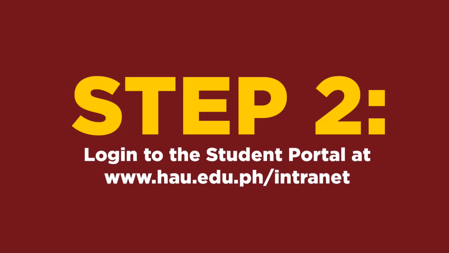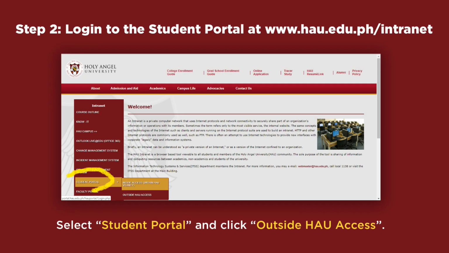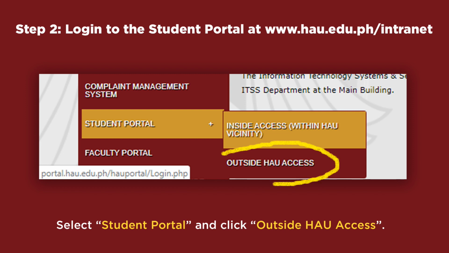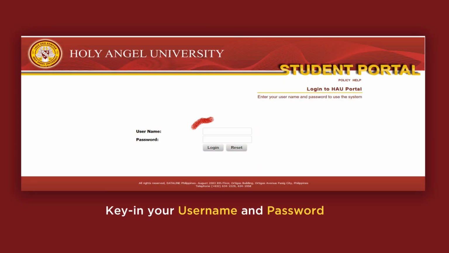Step 2. Once cleared for payment, go to www.hau.edu.ph/internet and click on the student portal outside access. Key in your username and password. For college freshmen, username is the student number provided by the admissions office and encode any password like your birthday.